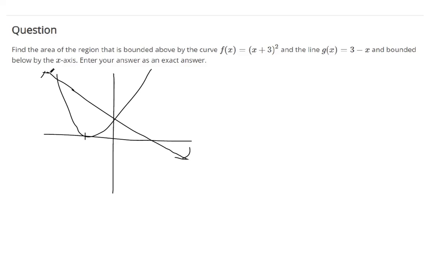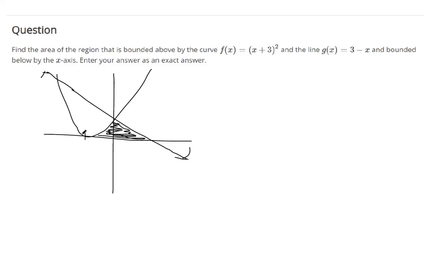But they say bounded below by the x-axis. So the only place in this graph where the x-axis and these two curves have a region bounded is right here. First time I did this problem, I was like, okay, you've got two curves, you want me to find the area between these two curves. But no, what they're looking for is this area here.